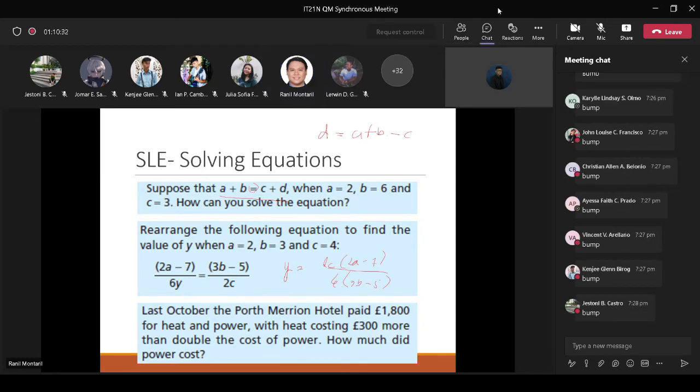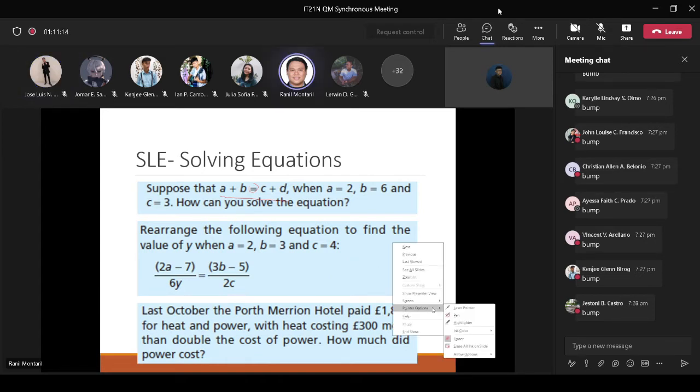All right. How about the last portion, the third problem at the bottom of this line? Can somebody read it? Any volunteer to read? Okay, let's have Luis. Go ahead. Last October, the Porth Marion Hotel paid £1,800 for heat and power, with heat costing 300 more pounds than double the cost of the power. How much did the power cost? All right. Thank you very much, Luis.